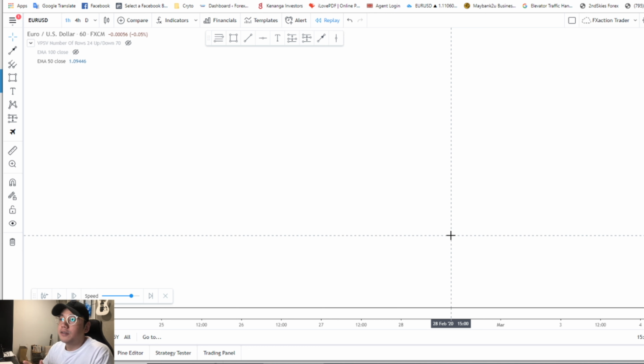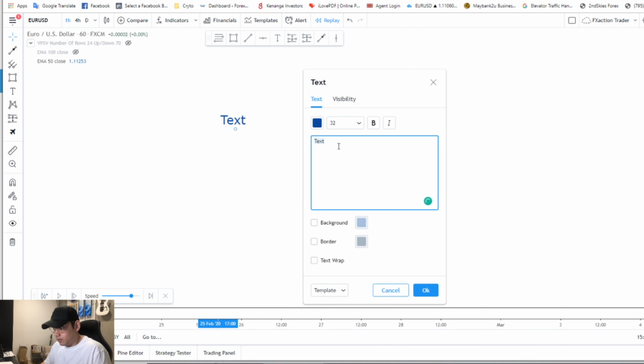Okay, so for this setup, there are 3 steps that you need to follow very strictly in order for you to look for a trade in your daily trading. The first step is the trend.